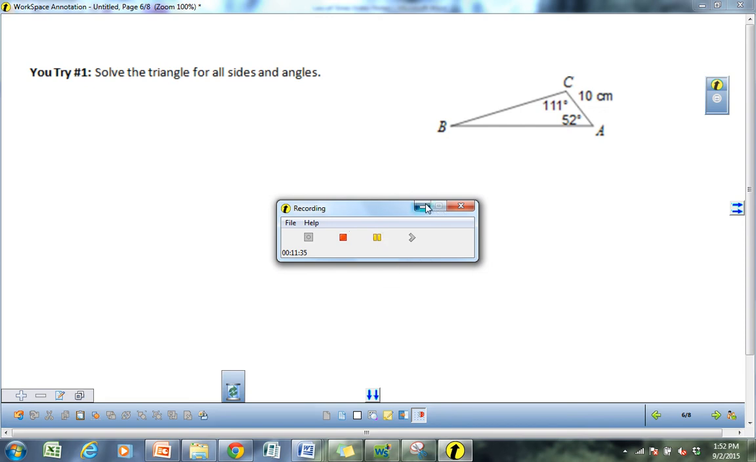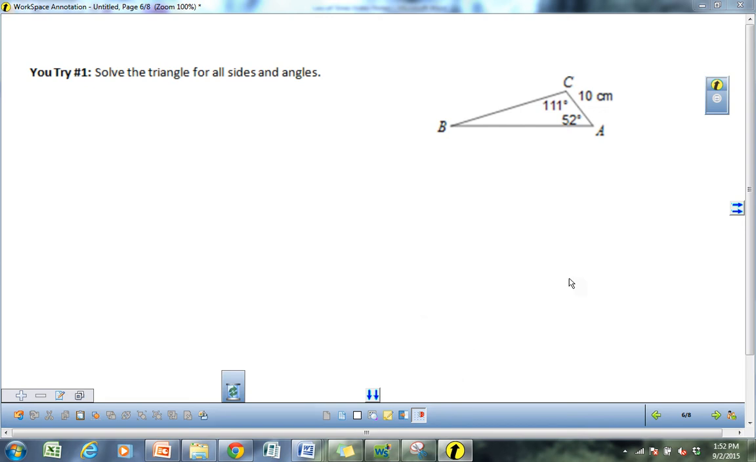Okay. So, you're trying this problem, and when you finish trying it, just pause it and then unpause it so that you can hear the answer. Anyway, okay, so when you get your answer, you should get that angle B is 17 degrees. Side A is 26.952 centimeters, and side C is 31.931 centimeters.